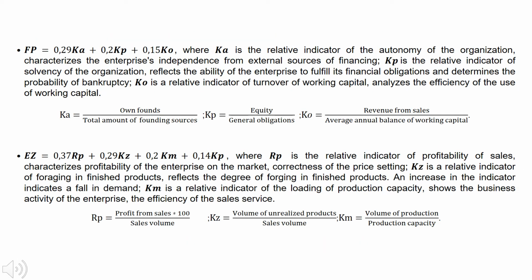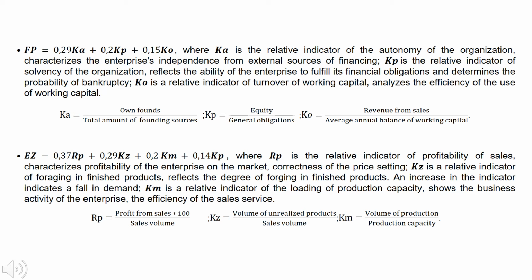Fp equals 0.29 Ka plus 0.2 Kp plus 0.15 Ko, where Ka is a relative indicator of the autonomy of the organization, characterizes the enterprise's independence from external sources of financing. Kp is a relative indicator of solvency of the organization, reflects the ability of the enterprise to fulfill its financial obligations and determines the probability of bankruptcy. Ko is a relative indicator of turnover of working capital, analyzes the efficiency of the use of working capital.